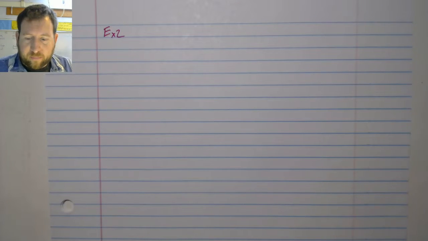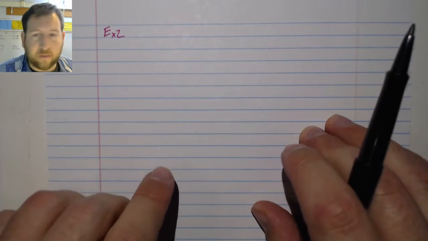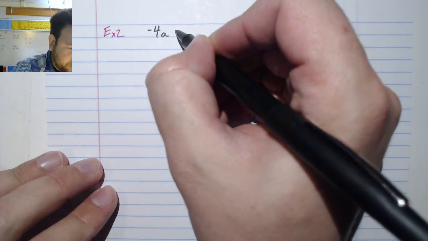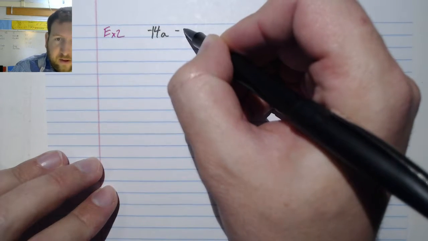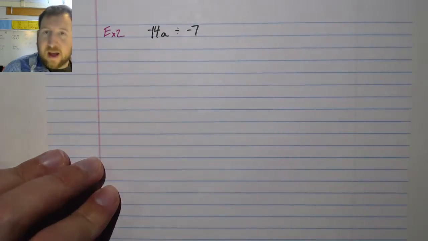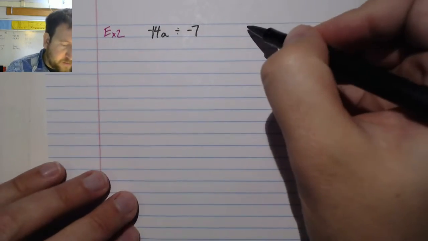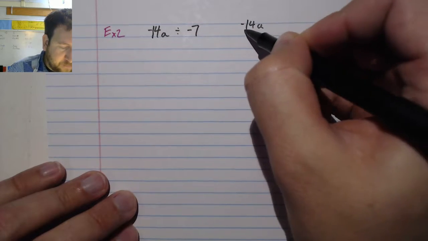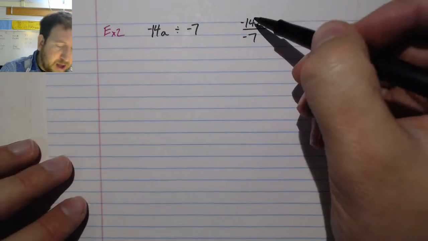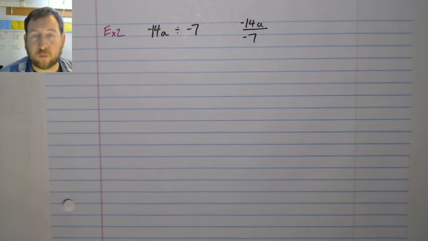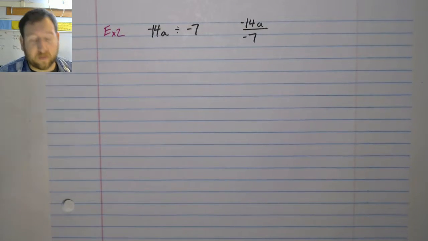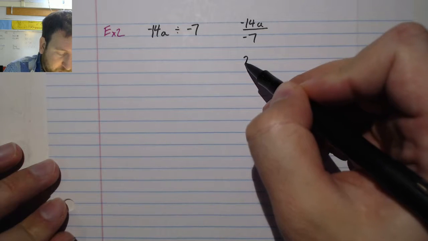All right, this time we have one that's a little bit more simple, and we have negative 14a divided by negative 7. Okay, I'm going to write this real quick the way that I'm much more comfortable: negative 14a over negative 7. All right, now I definitely see some things that I can simplify. I know that 7 fits into 14 twice, so I can do negative 14 divided by negative 7. Negative divided by negative is positive, so I can end up with 2a.